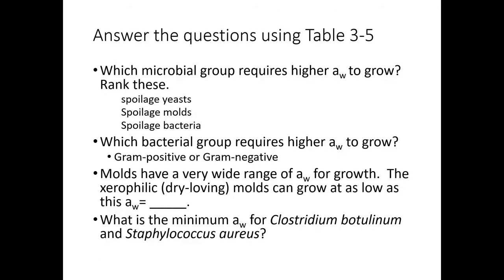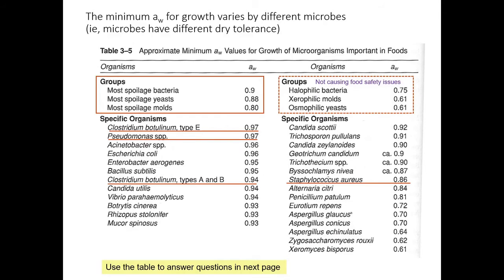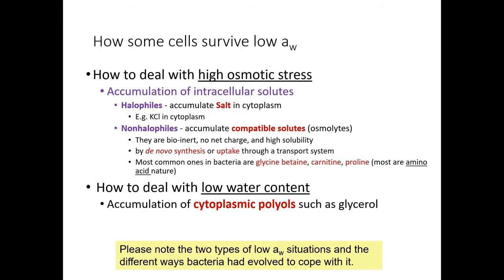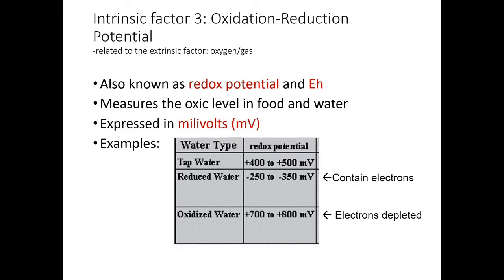Okay, so which microbial group requires higher water activity to grow? So then, if we look here, bacteria is the highest, then yeasts, then molds. Okay. So how this is going to work is basically just going to change the osmotic pressure. So, okay, osmotic stress. So the next intrinsic factor is oxidation reduction.